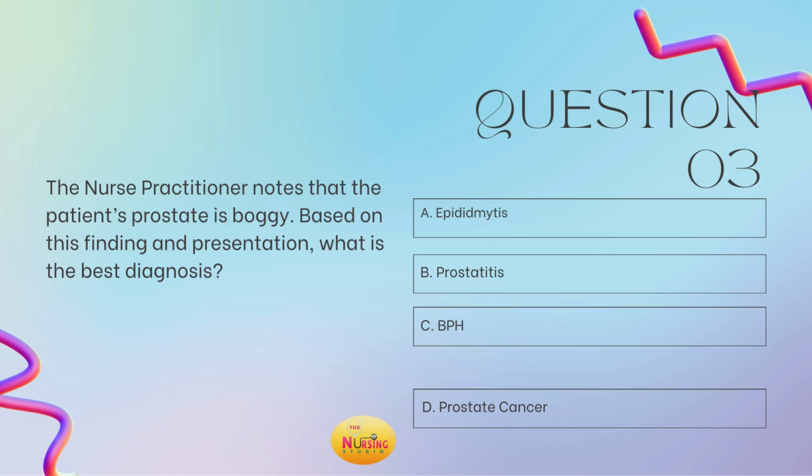All right, so stem of the question states, based on this finding and presentation, what is the best diagnosis? All right, so they're asking about a diagnosis. You know, you have to run it back and see what the assessment findings are. How do they present? What is the provider stating that they found, right? So here is talking about the nurse practitioner on a digital rectal exam has noticed that the patient's prostate is boggy. Know those key descriptions, right?